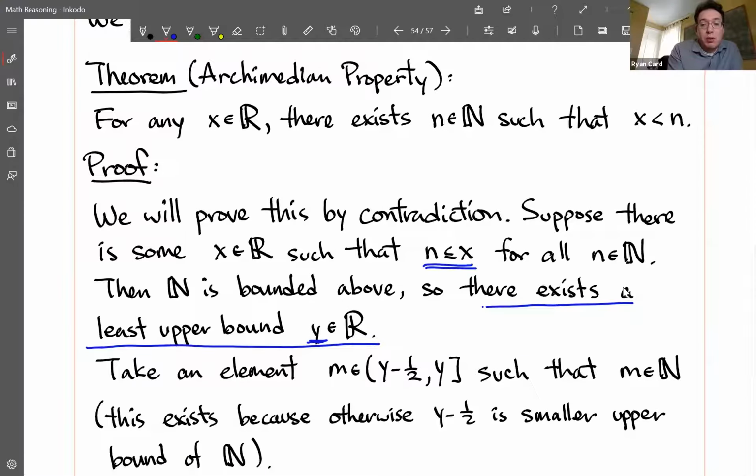Okay, so suppose there is some least upper bound y. Then in the interval from y minus 1/2 to y, there is a number in the natural number set. And let's call that element m. This has to exist because if this did not exist, then y minus 1/2 is a smaller upper bound for the natural numbers. So there has to be a natural number in the interval. So we're just going to call that m.